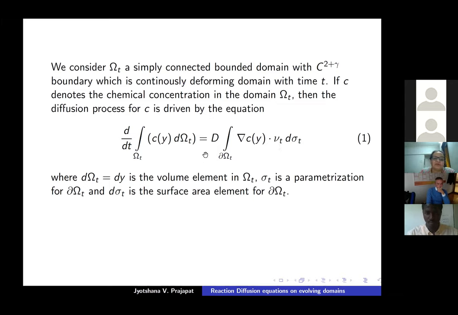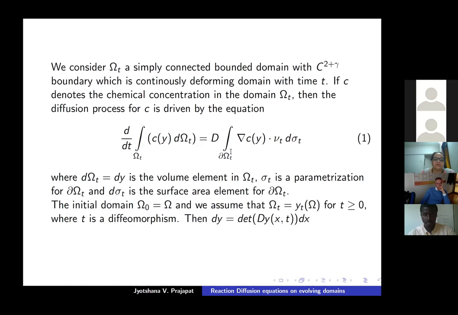Okay. So this is the boundary of omega t. Here, this is the measure on omega t, which is of course also changing with time. So this derivative is outside this integral. And this is the normal derivative on the boundary, again, which is changing with time. So this is the governing equation for the chemical diffusion process of chemical concentration on a domain which is changing with time.